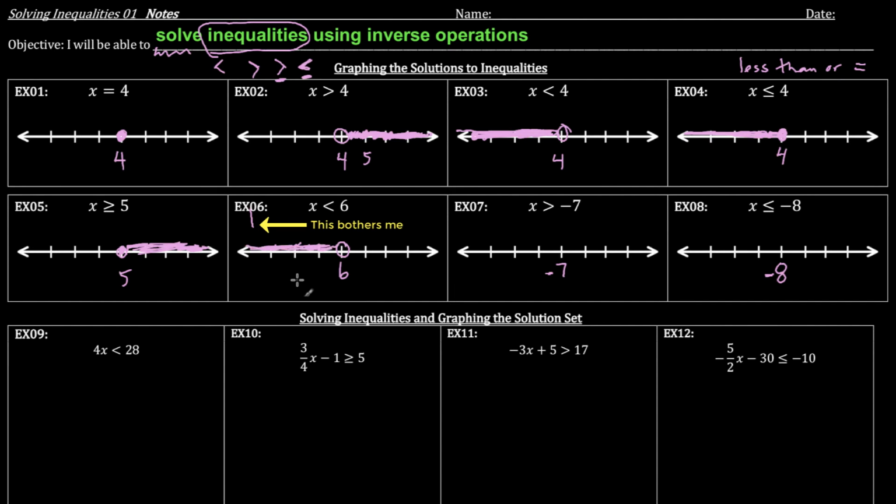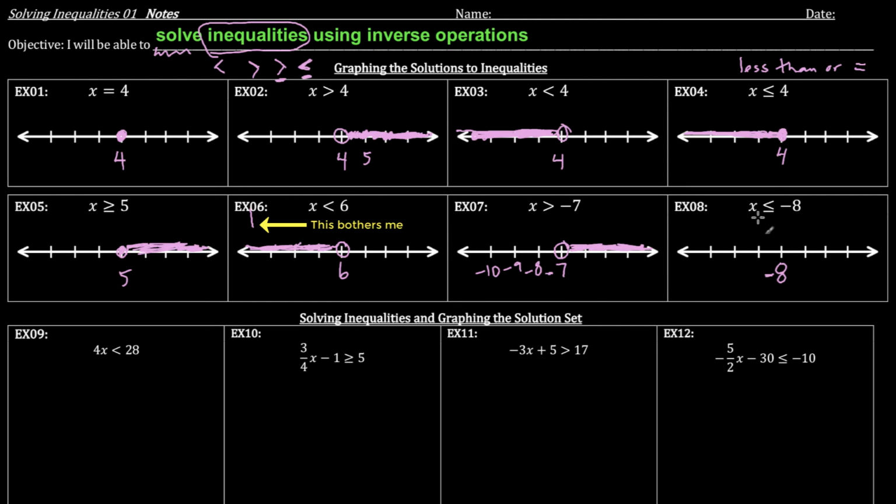I'll fix it later. Okay, so x is greater than negative 7. Now remember, with the negative 7, if we go left, it's negative 8, negative 9, negative 10. It keeps going on forever. But x can be greater. Can x be negative 7? No. But it can be any number to the right of negative 7.